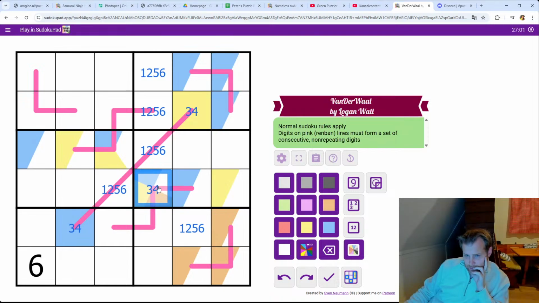If this is yellow, then one of these is yellow. If this is yellow, then one of these is yellow.